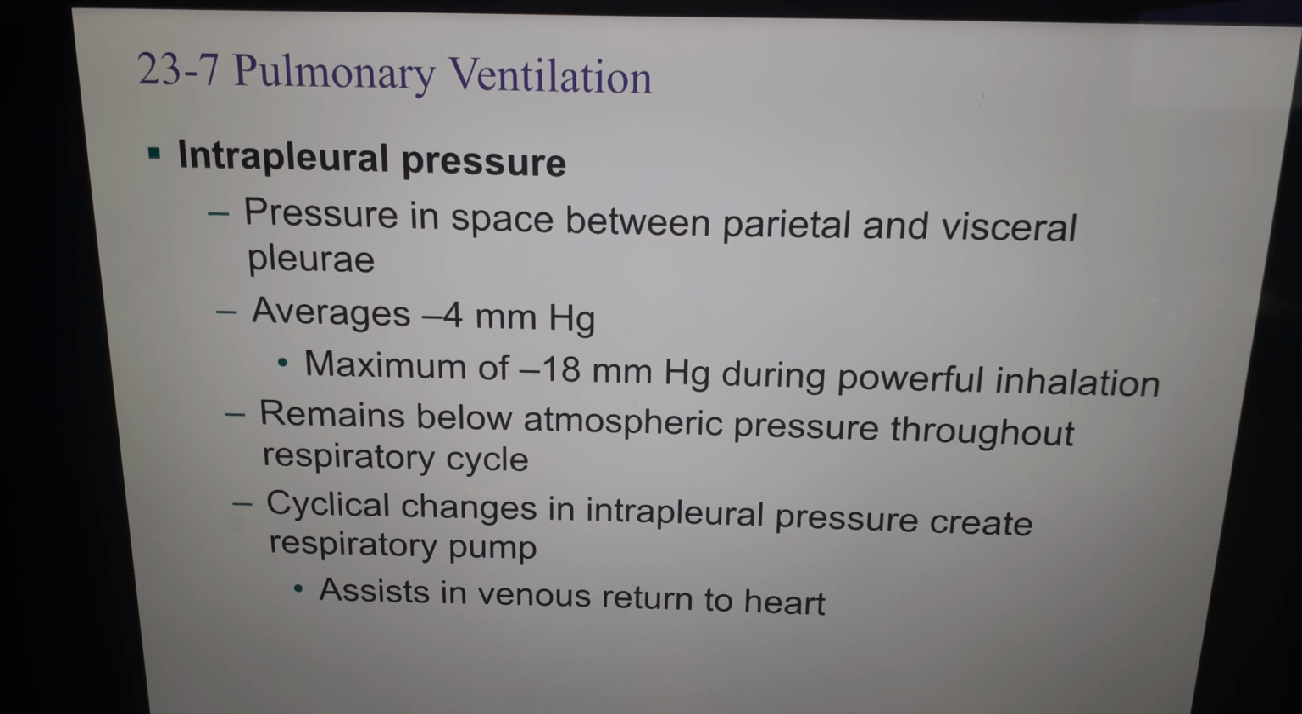Now, if you take a huge inhalation, that can actually go down to negative 18 millimeters of mercury. So if we always have our intrapleural pressure below atmospheric pressure and even below intrapulmonary pressure, that keeps our lungs inflated. Cyclical changes in the intrapleural pressure create a respiratory pump, and this squeezing also helps return venous blood that is in the lung and lung area over to the heart.